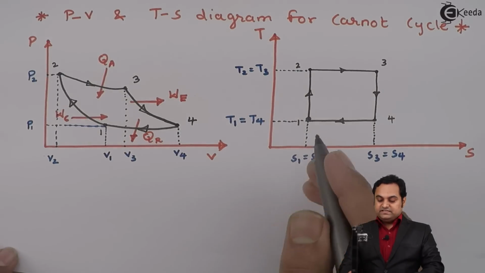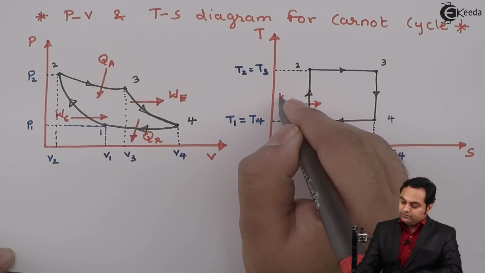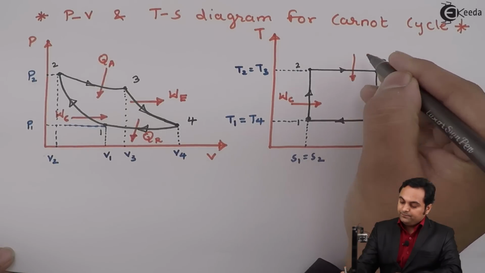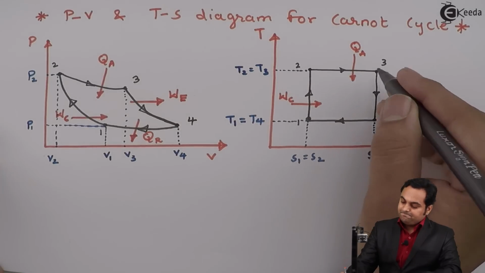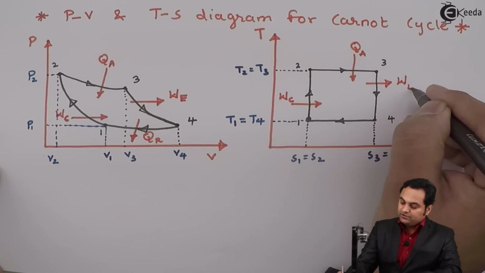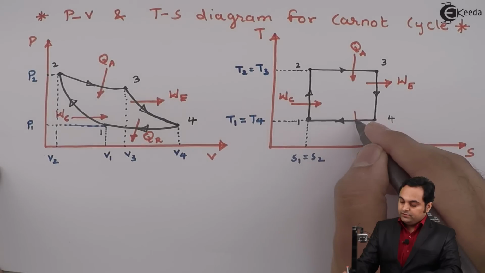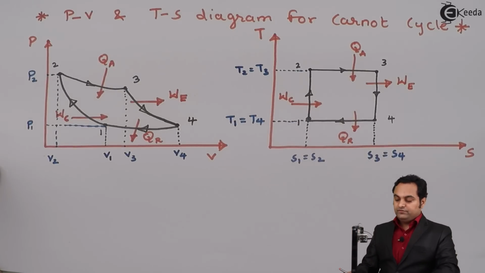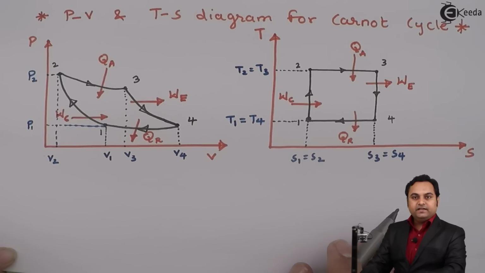The same thing I'll denote it here from 1 to 2, the work is done during compression. From 2 to 3, heat is added into the engine cylinder. Then 3 to 4, there is expansion, work has been developed by the engine, and from 4 to 1, there is heat rejection, that is the heat goes out of the engine. So here the Carnot cycle we have seen on PV and TS diagram.